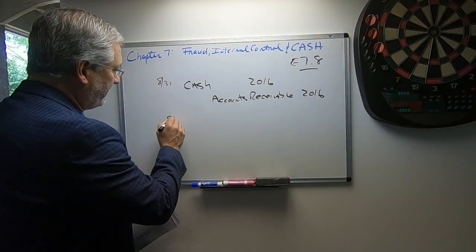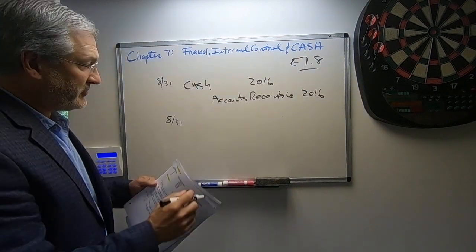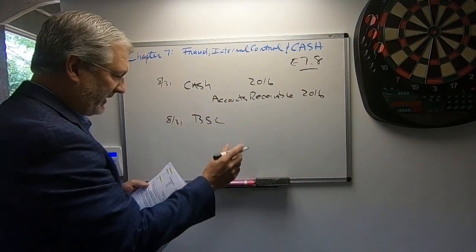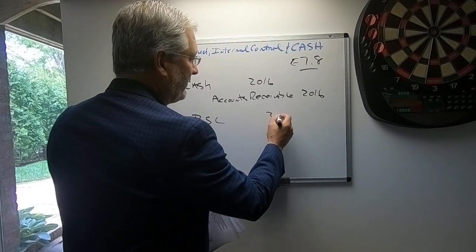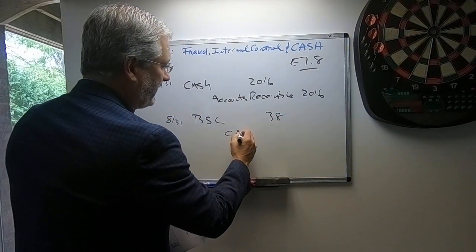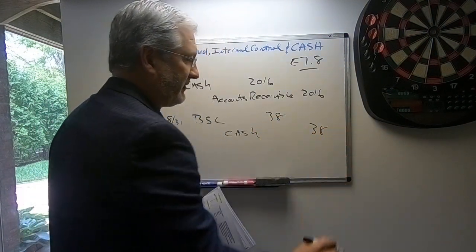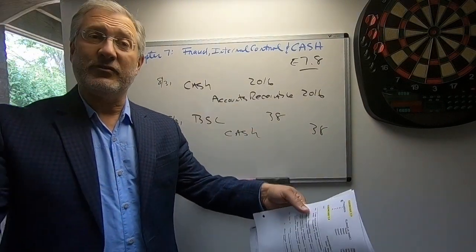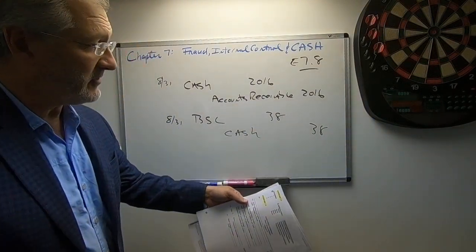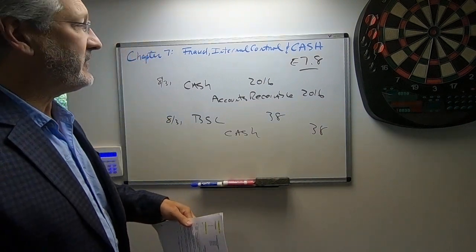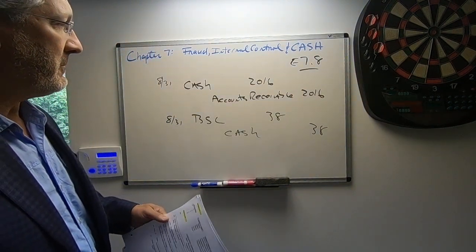And then secondly, we need to record the bank service charge, BSC, bank service charge, which is an expense for $38 and a credit to cash for $38. So that's a very straightforward bank reconciliation. We'll look at a more difficult one a little bit later in another video, but that's a simple one.